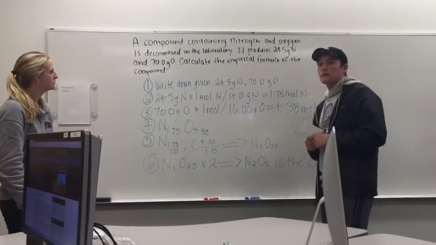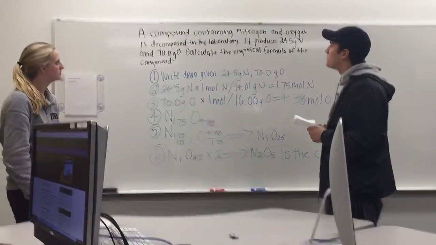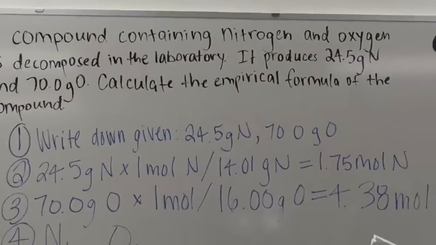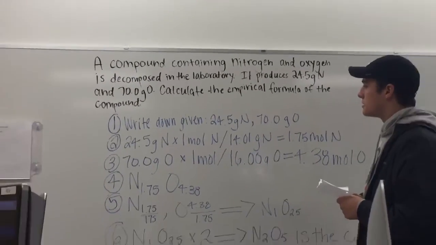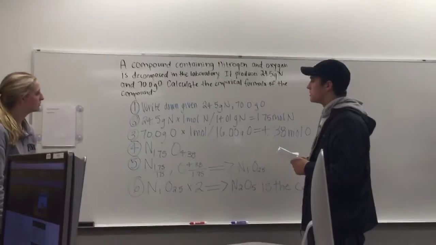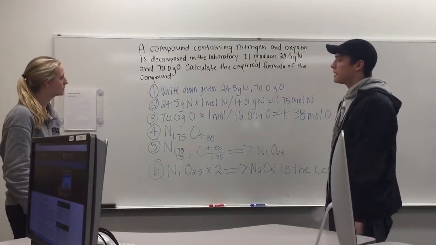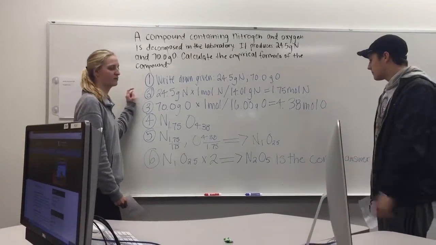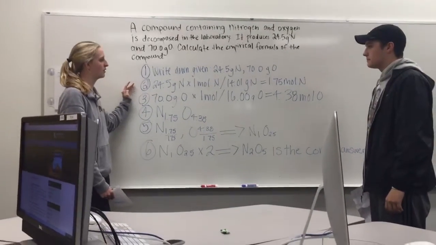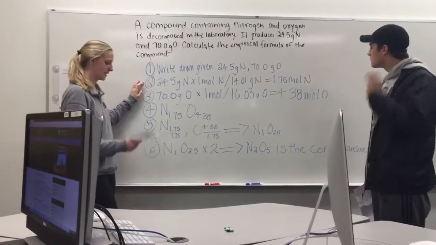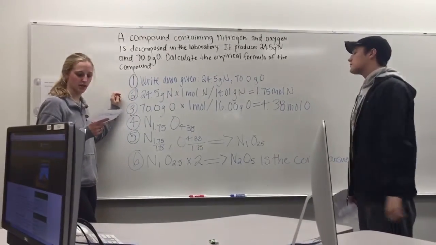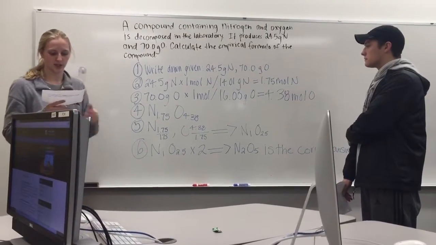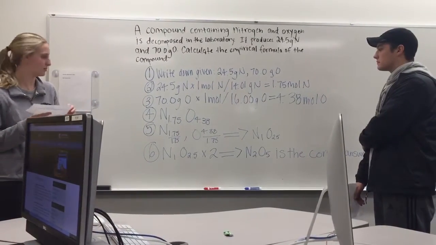An example of the empirical formula that we came up with was a compound containing nitrogen and oxygen is decomposed in the laboratory. It produces 24.5 grams of nitrogen and 70.0 grams of oxygen. Calculate the empirical formula of the compound. So the first thing you're going to do is write down the given, which is 24.5 grams nitrogen and 70.0 grams oxygen. The second part is to write down the masses of each element present in a sample of the compound. If you are given the mass percent composition, calculate the masses of each element from the given percentages.